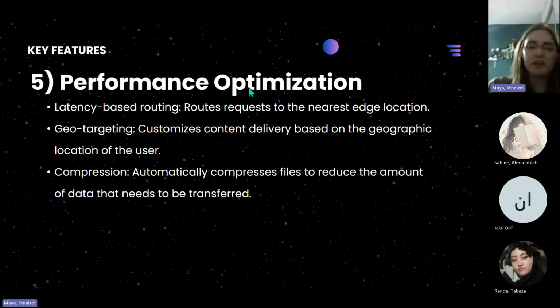So for performance optimization, we've talked about optimizing performance, and it's going to help us have latency-based routing. We've talked about these in Route 53. Geo-targeting, so you can customize your content delivery based on geographic location, and compression, so you can put the data in a zip file and send it to users, and it's going to reduce the amount of data that needs to be transferred, even the amount of cost. So sometimes you get charged for that.